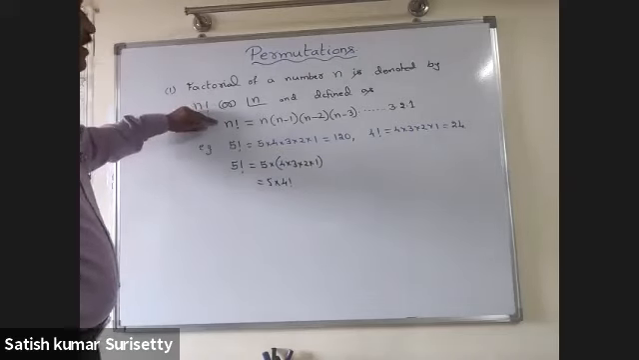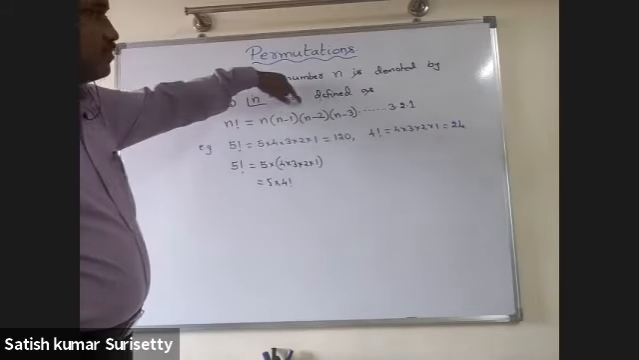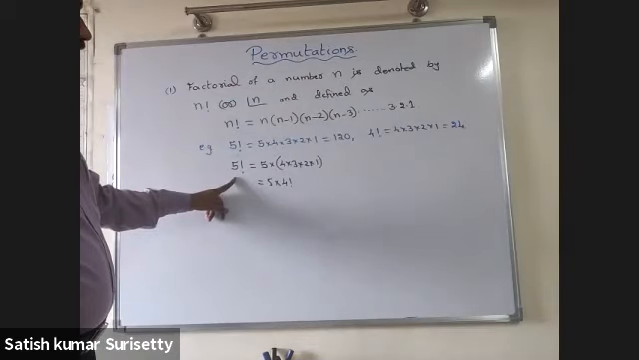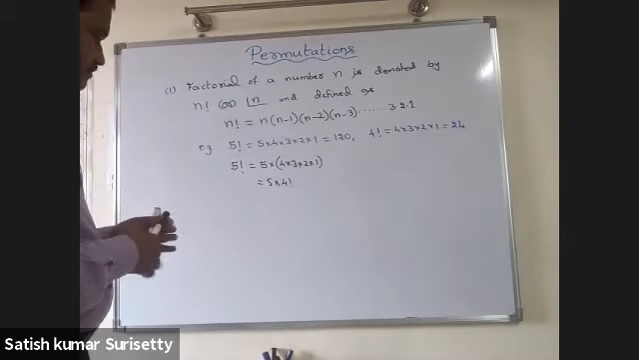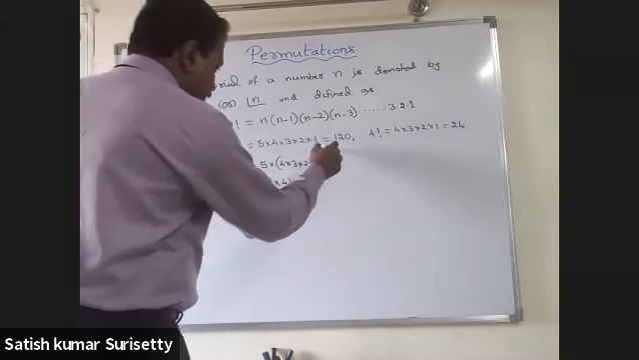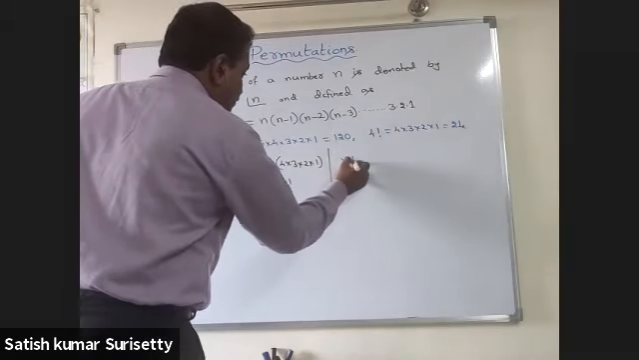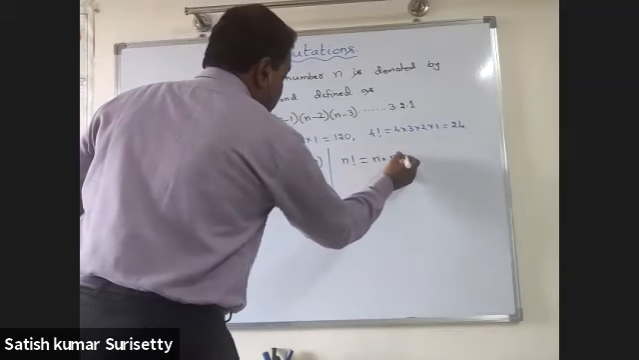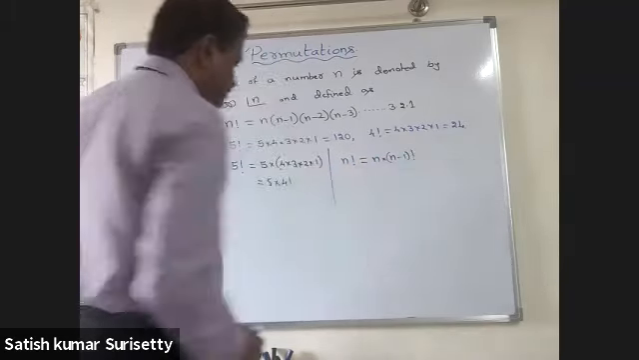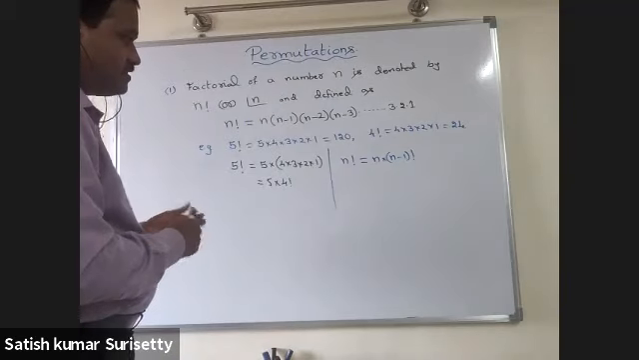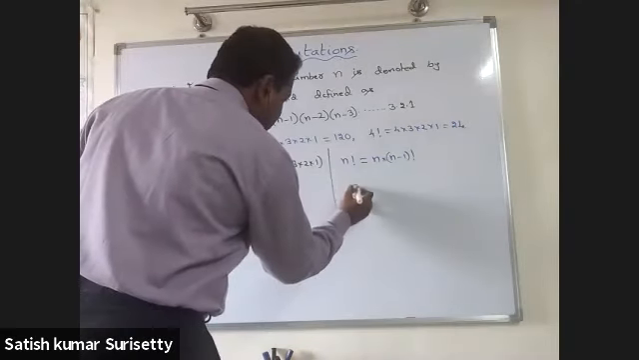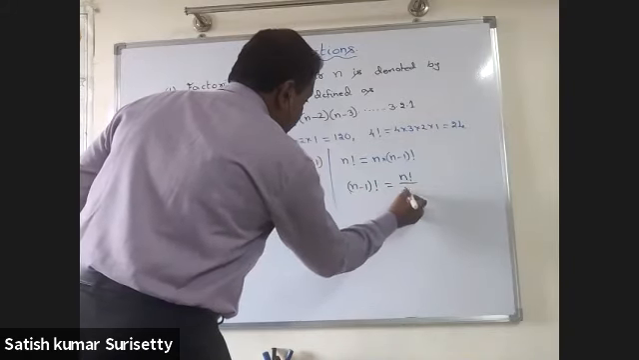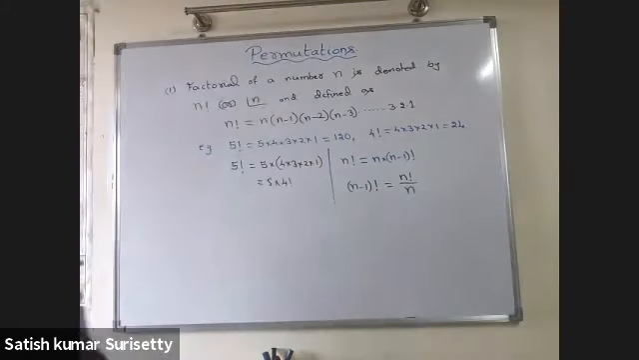So n factorial equals n into n minus 1, n minus 2, n minus 3, and so on, 3 into 2 into 1. So 5 factorial you can rewrite as 5 into 4 factorial. In the same manner, n factorial can be written as n into n minus 1 factorial. So from this, I can write n minus 1 factorial equals n factorial upon n.